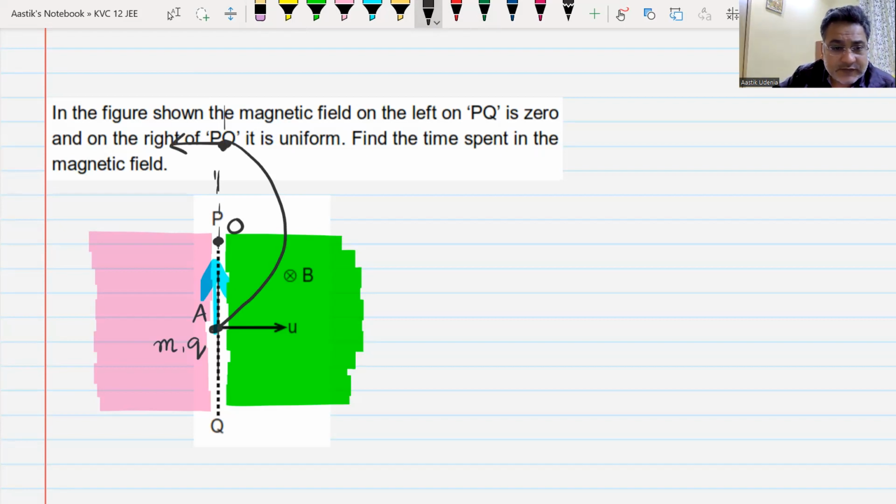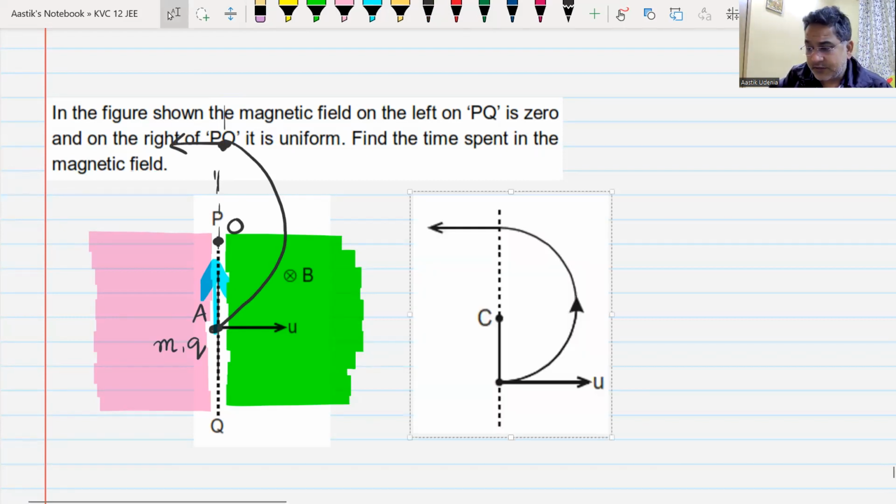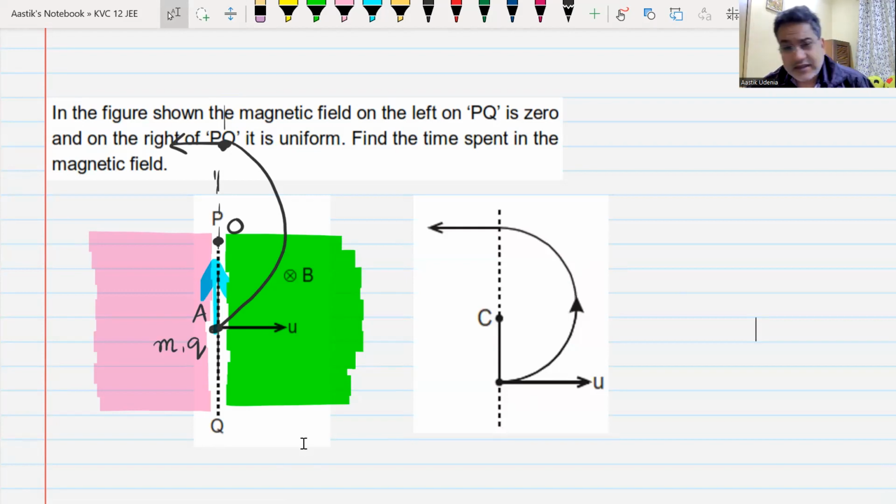If I just show you a better diagram, because it's very difficult to draw an arc of a circle here, this would be a better diagram to illustrate my point. So it comes out like this. It has a center O. And as you can see, it is spending half of a circle, 180 degrees, inside the magnetic field. Whatever velocity it gets in, the same velocity u, but in the opposite direction it comes out.